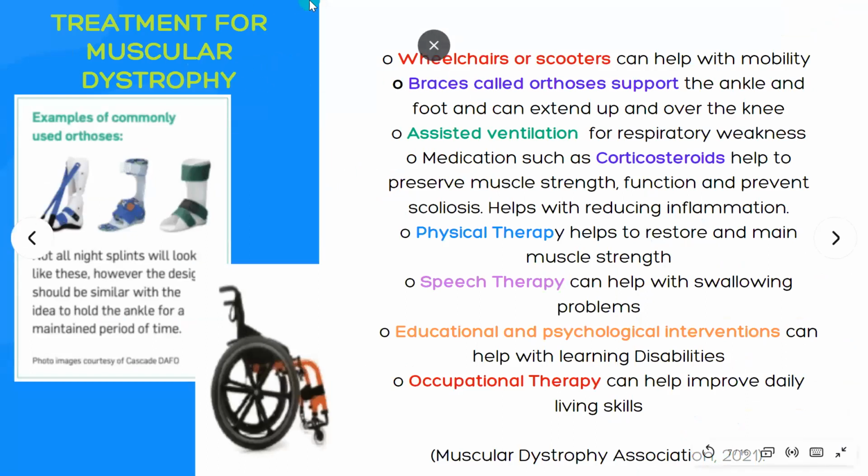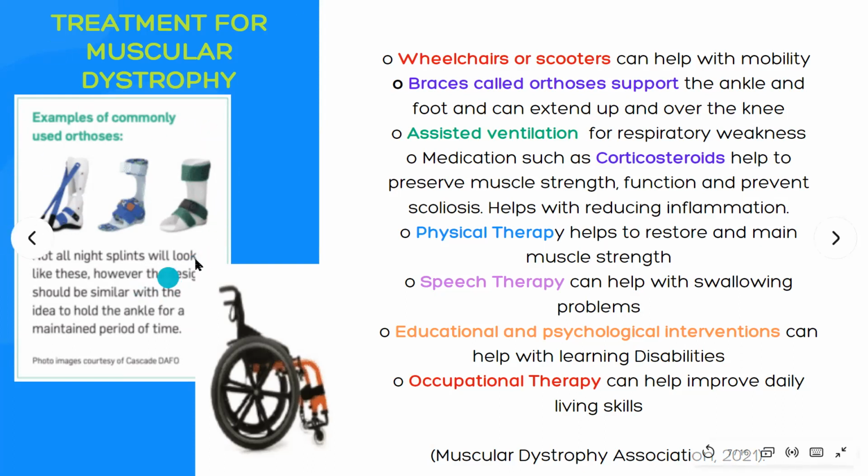Okay, so treatment for MD, there's various ways to try to make it comfortable for individuals with MD, as well as supporting them in order for them to do their everyday occupations. One kind of support would be wheelchairs or scooters that can help with mobility. Braces called orthosupport, which as you can see on your left side here.